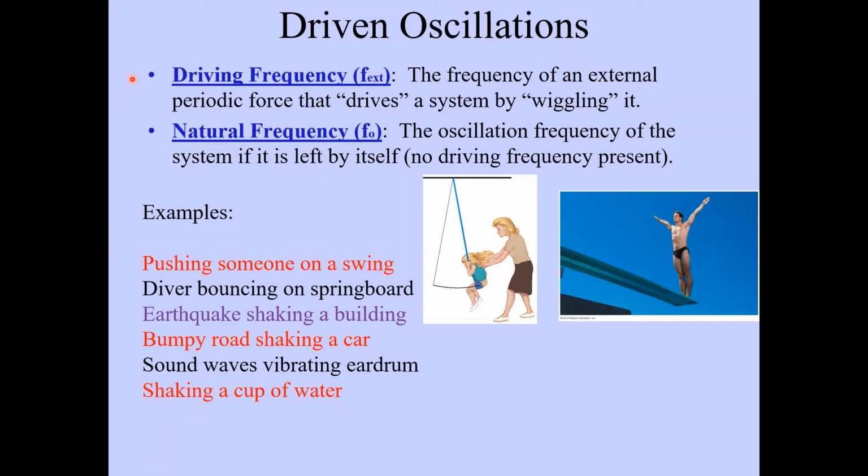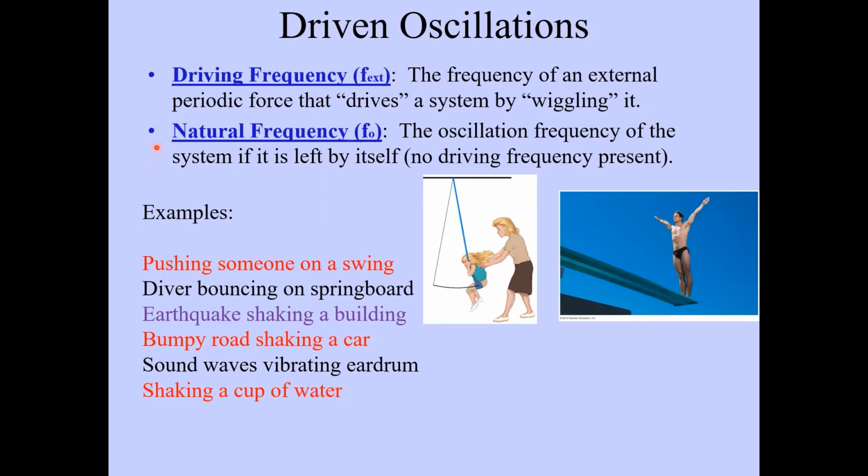So there are two frequencies that are important to keep in mind here. There is the driving frequency, which we'll call f external. That's the frequency of an external periodic force that drives a system by wiggling it, okay? But the system has its own natural frequency, f naught, or f sub 0. This is the oscillation frequency of the system if it is left by itself with no driving frequency present.